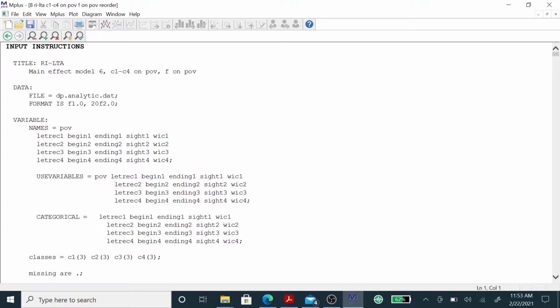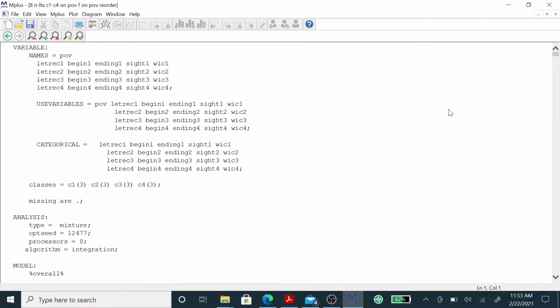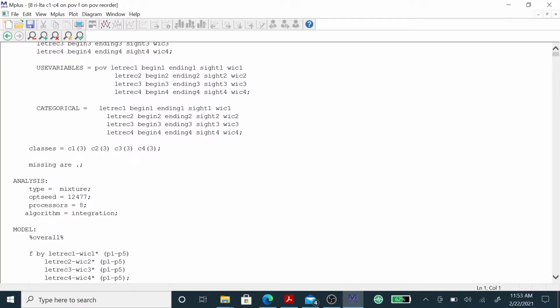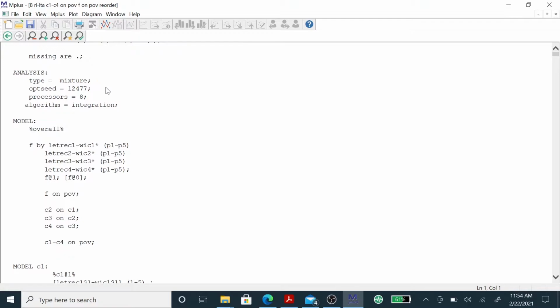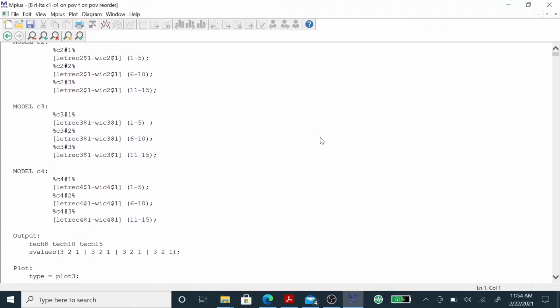We have the poverty covariate. We have the 4 latent class variables, and we're working with an OPTSEED here that comes from a previous run where we weren't happy with the order of the classes, so we reordered them using OPTSEED and SVALUES. You see the SVALUES command here at the bottom.